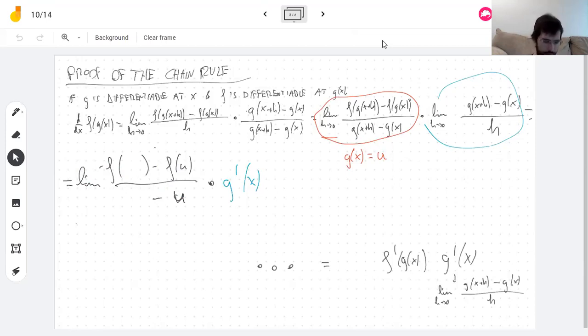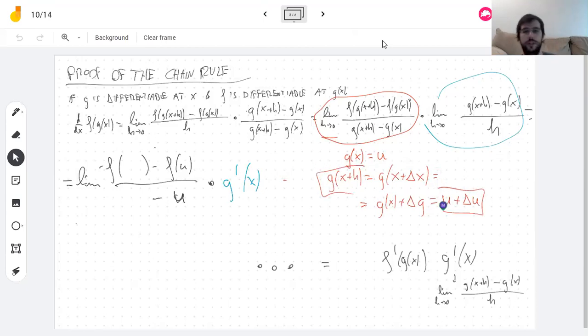So what I'm gonna do is what we were doing. How about I use this convenient notation. So this is g of x plus some change in x. What I can do is say that this is the change in g. So the g of changing x a little bit is the same as changing u a little bit. So this is what I'm going to put in here.